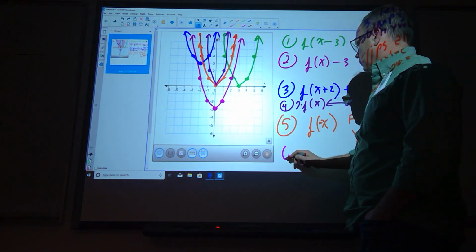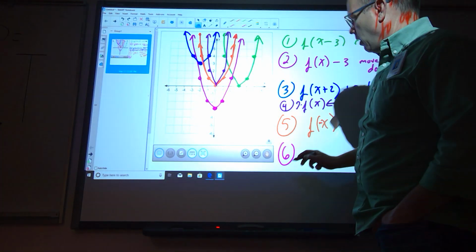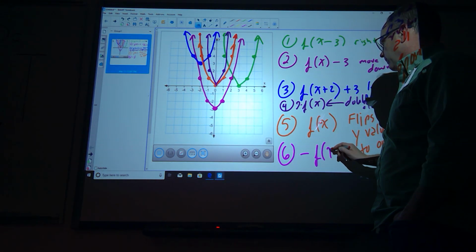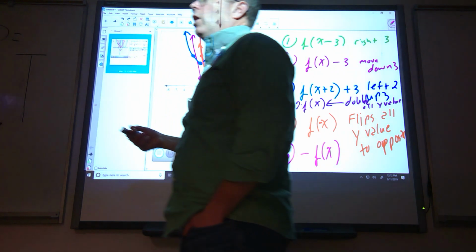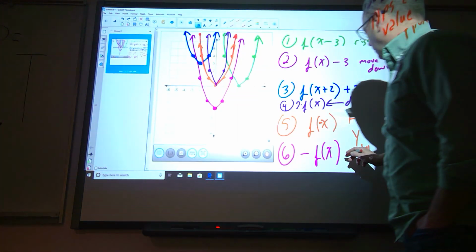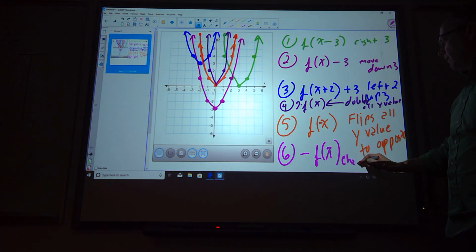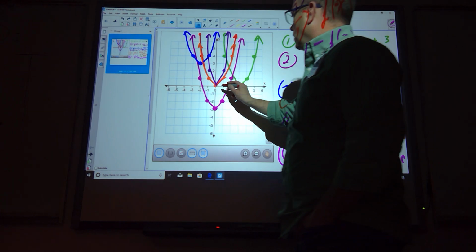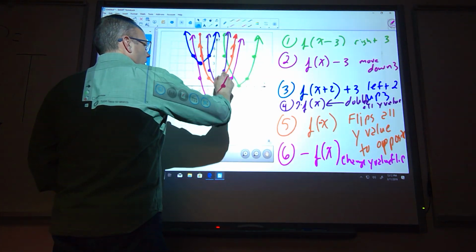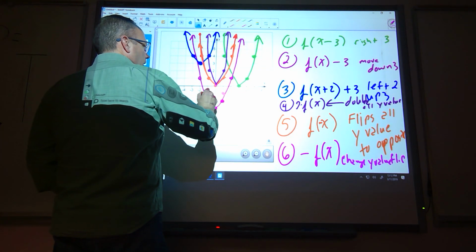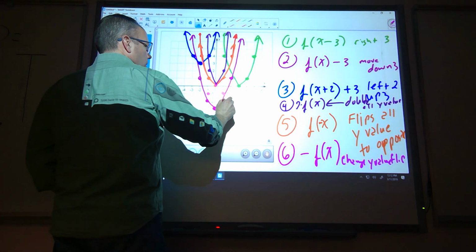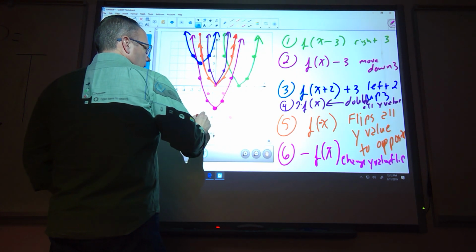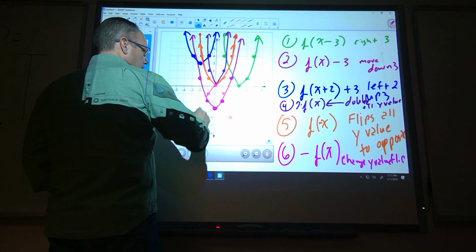Okay, number 6. Number 6 is going to be negative f of x. What this is going to do is change all of our y values. It's going to flip everything over. So this point's still here, but rather than going up 1, this is going to go left, right down 1, right down 3. So it flipped upside down.